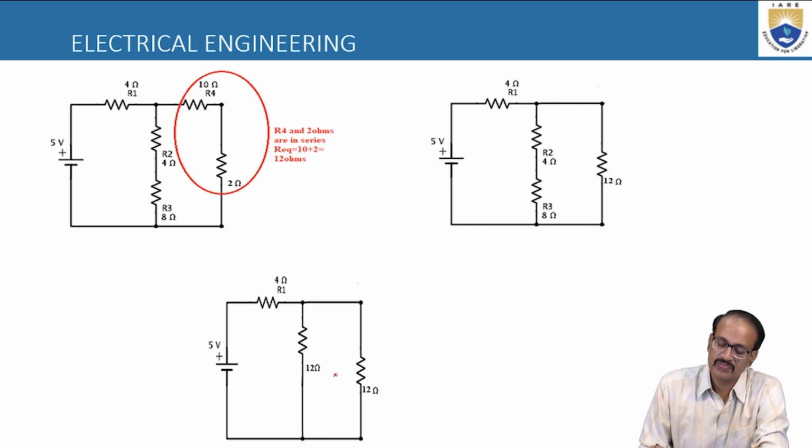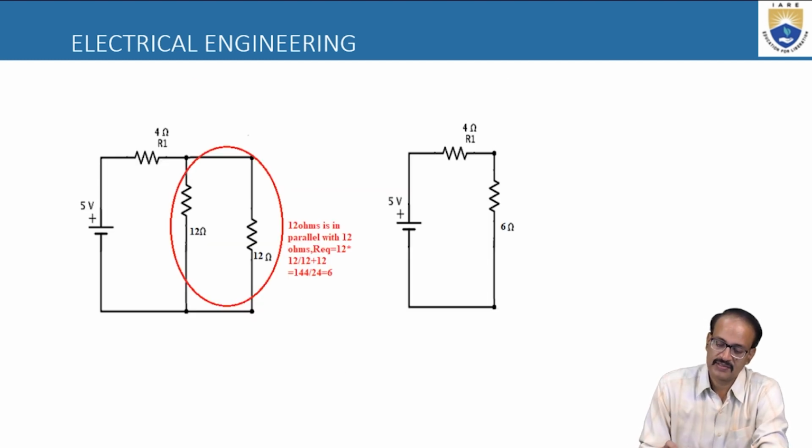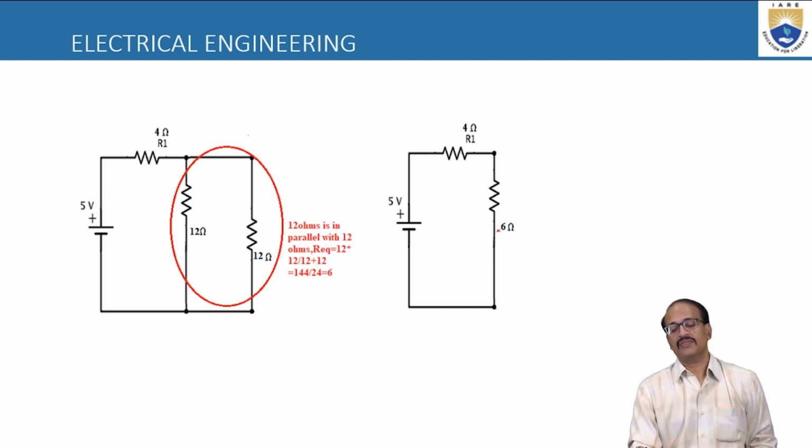Again this 12 ohm is in parallel with this 12 ohm. So simply we write 12 into 12 by 12 plus 12, so we will get 144 by 24. The result is 6 ohm. So we remove these two 12 ohms and replace them with a single 6 ohm resistance.